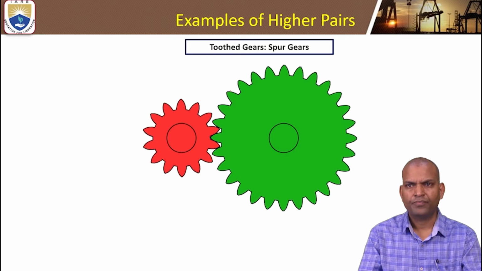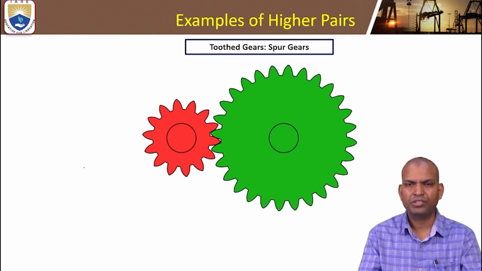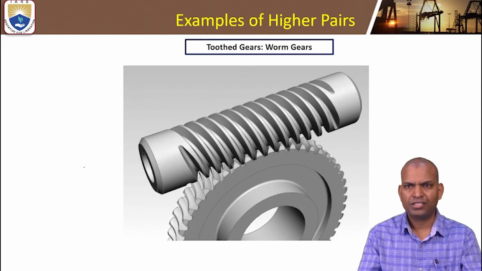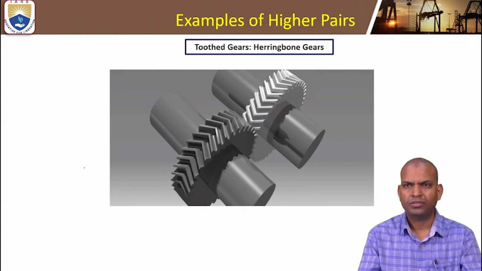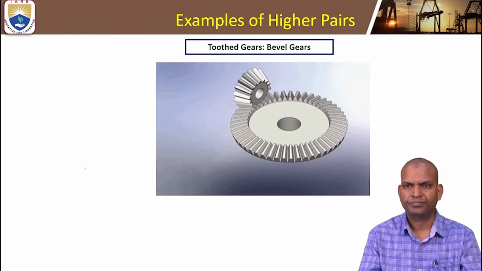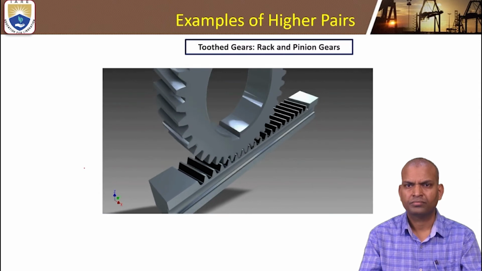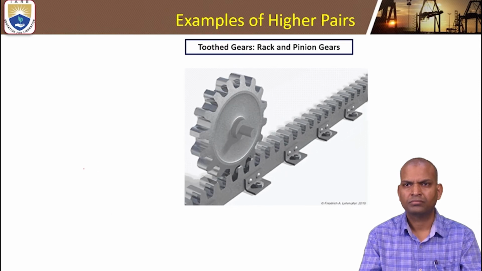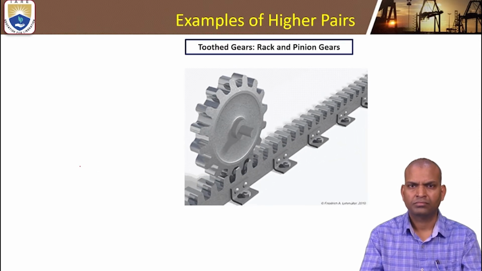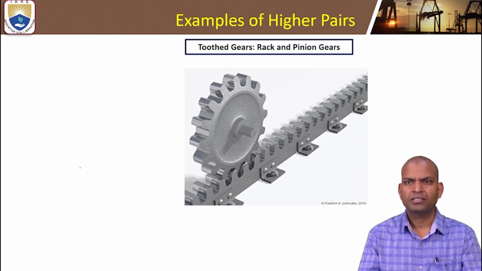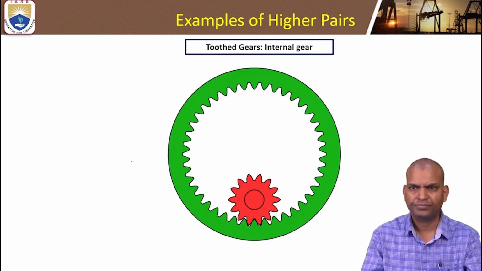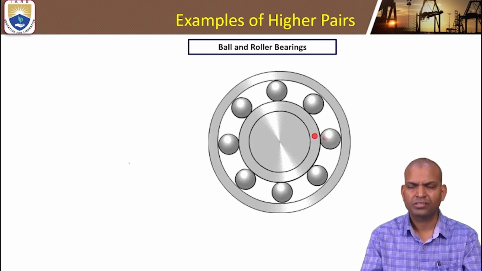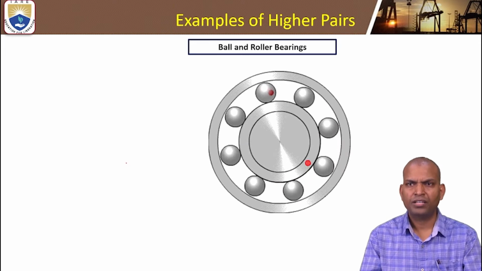Alright, so let us see, mainly focusing on the contact between the two elements. Just to give a glance, it is the point contact. These all come under the category of higher pairs. Examples: this is rack and pinion. You can understand here how the power will be transmitted. Rotary motion is converted into reciprocatory motion. These are internal gears.